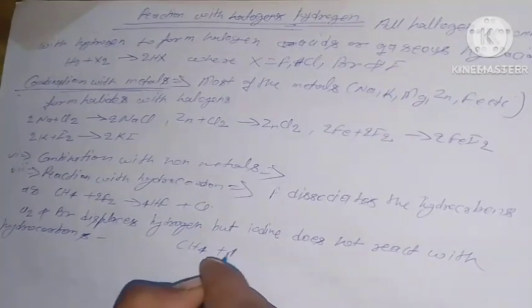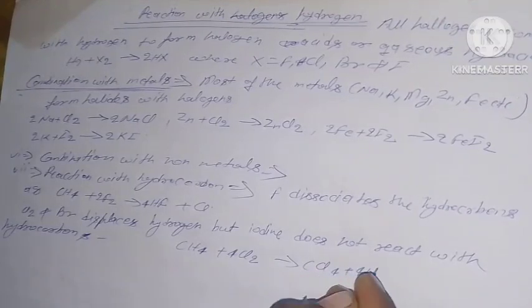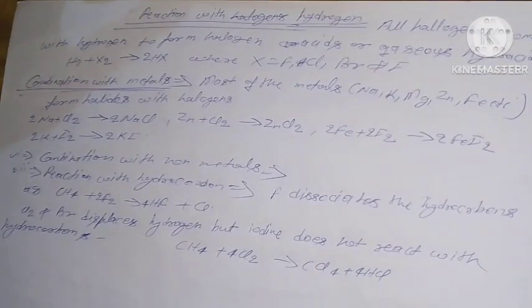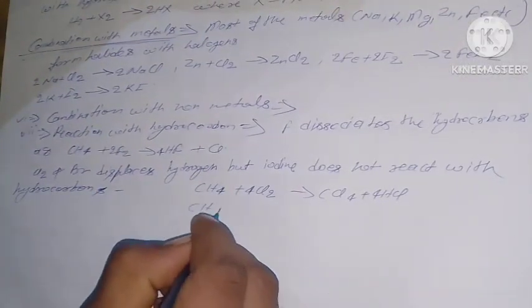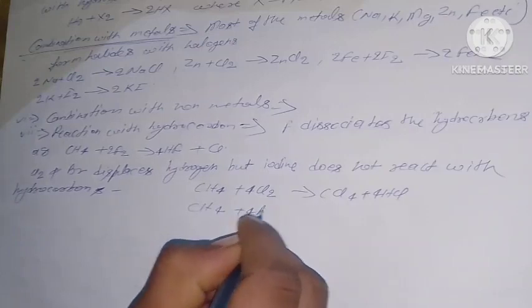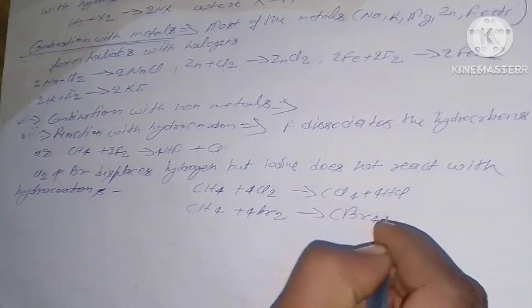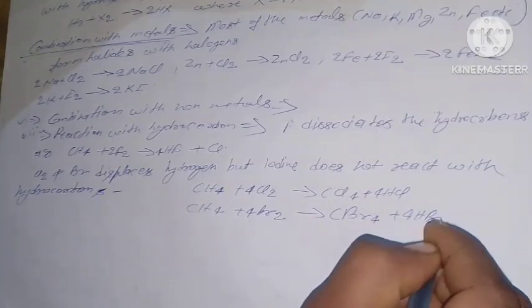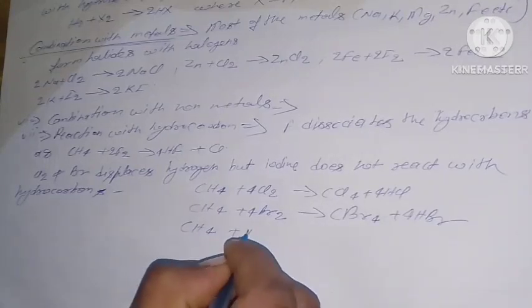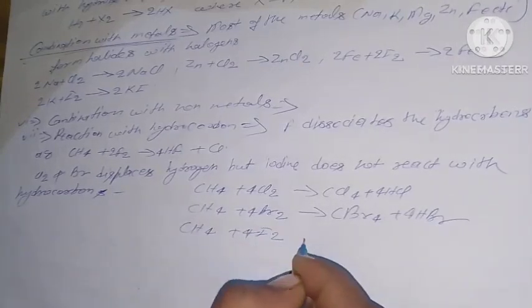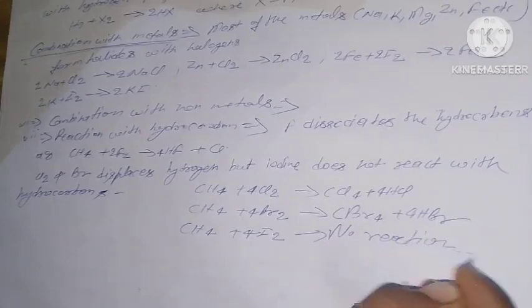Methane CH4 plus 4Cl2 makes CCl4 plus 4HCl. Methane CH4 plus 4Br2 makes CBr4 plus 4HBr. And methane plus 4I2, no reaction.